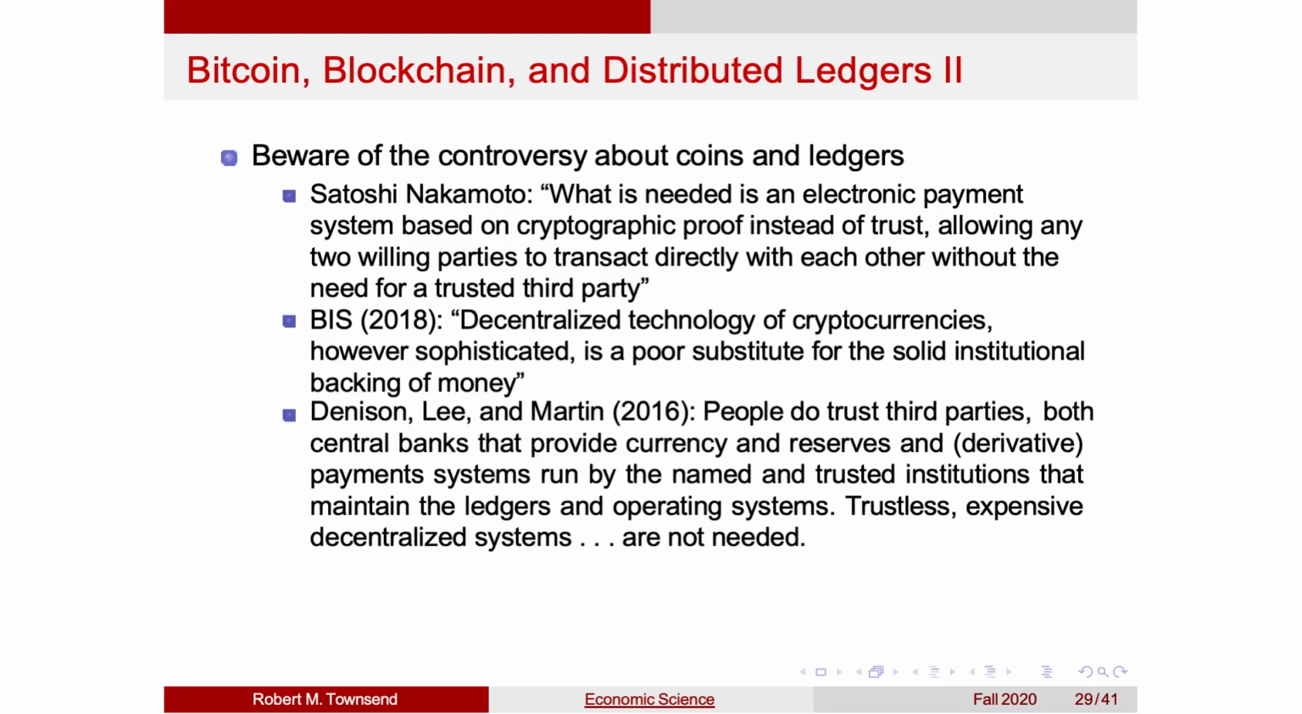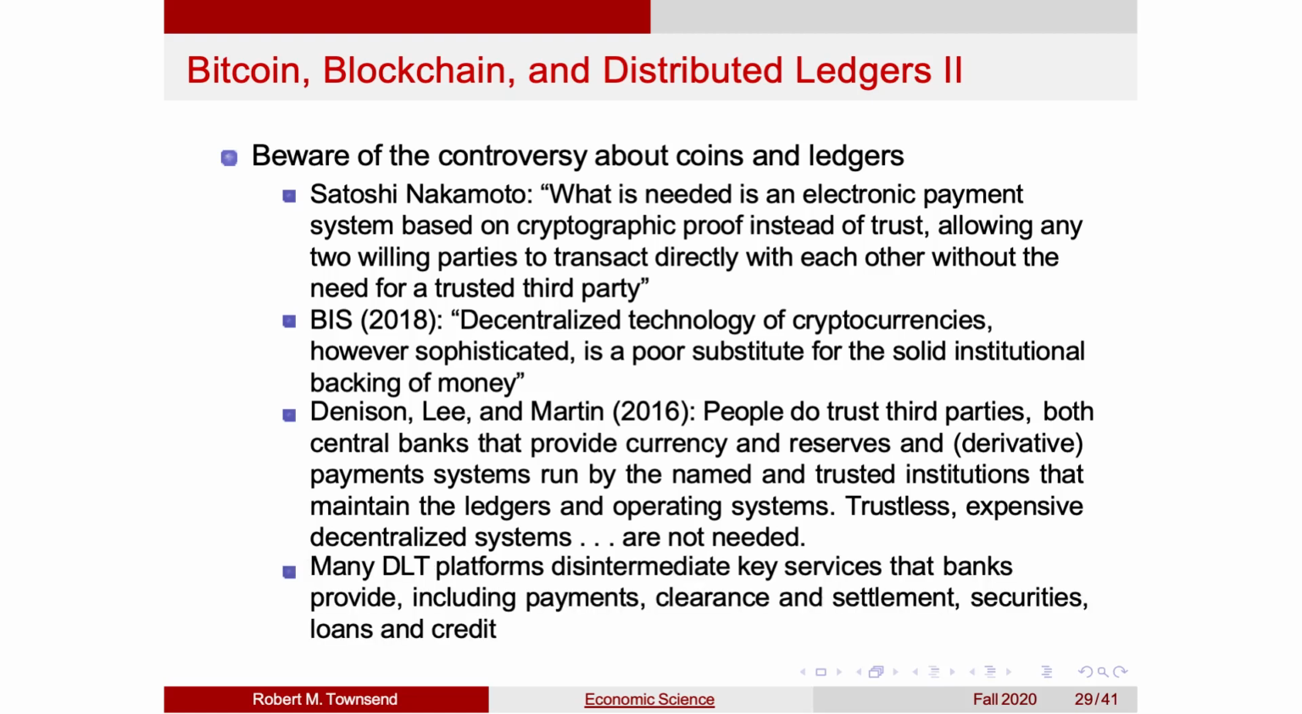Or Dennison, Lee, and Martin, two of whom are co-authors of mine at the New York Fed: people do trust third parties. They trust central banks to provide currency and reserves, and they trust derivative payment systems that are run by named and trusted institutions, he has in mind commercial banks, that maintain the ledgers and the operating system. Trustless, expensive, decentralized systems are not needed.